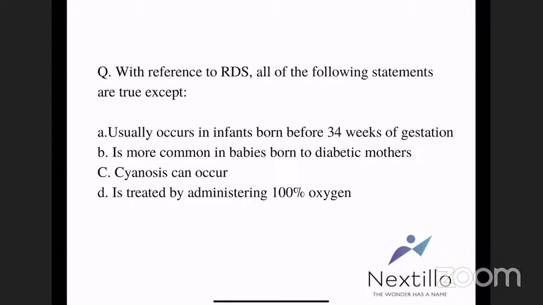So I'll repeat the question again. With reference to respiratory distress syndrome, all of the following statements are true except: choice A, it usually occurs in infants born before 34 weeks of gestation. Choice B, it is more common in babies born to diabetic mothers. Choice C, cyanosis can occur. And choice D, it is treated by administering 100% oxygen. So which of the following is false? This is the question of our day, and we'll wait for around 5 minutes to get responses from the students.